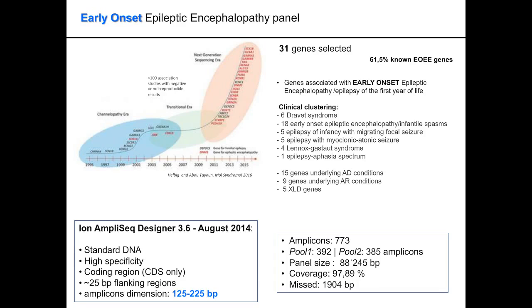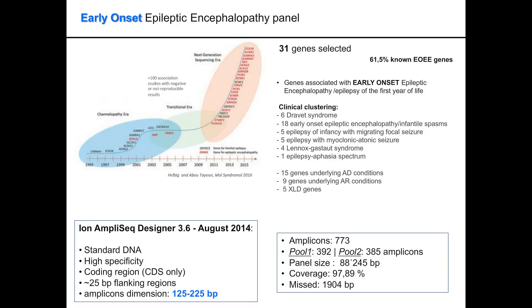We selected 31 genes associated with early onset epileptic encephalopathy or epilepsy with onset within the first year of life. And we found ourselves with a clinical clustering of genes, including Dravet syndrome genes, infantile spasms, epilepsy of infancy, different types of clinical pictures that would all be included in conditions within the first year of life.